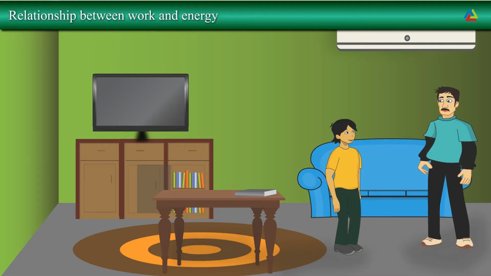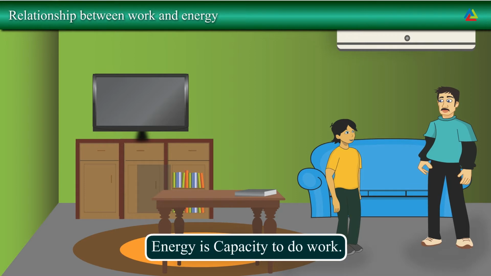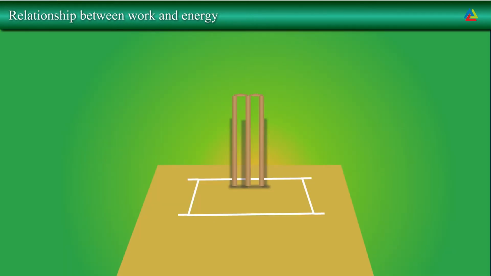What do we need to do work? Yes, we need energy to do any work. There is a direct relation between work and energy. Energy is the capacity to do work. Let us understand this with an example.